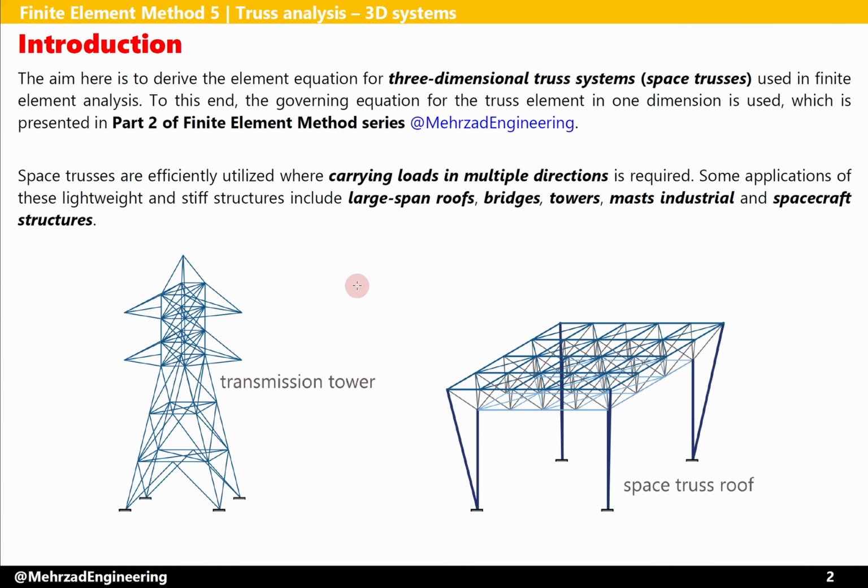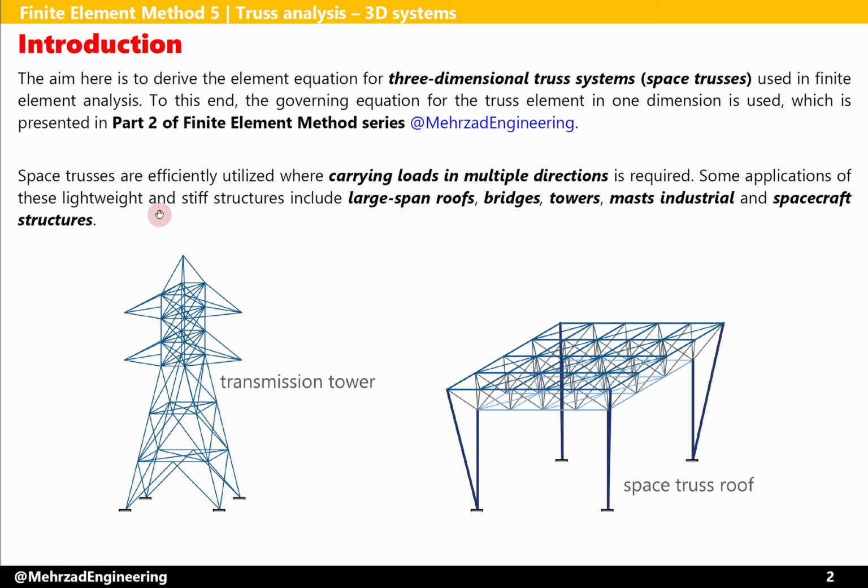The goal here is to derive the element equation for three-dimensional truss systems or space truss used in finite element analysis. To accomplish this, the governing equation for the truss element in one dimension can be used, which is presented in part 2 of Finite Element Method series at Mersat Engineering.